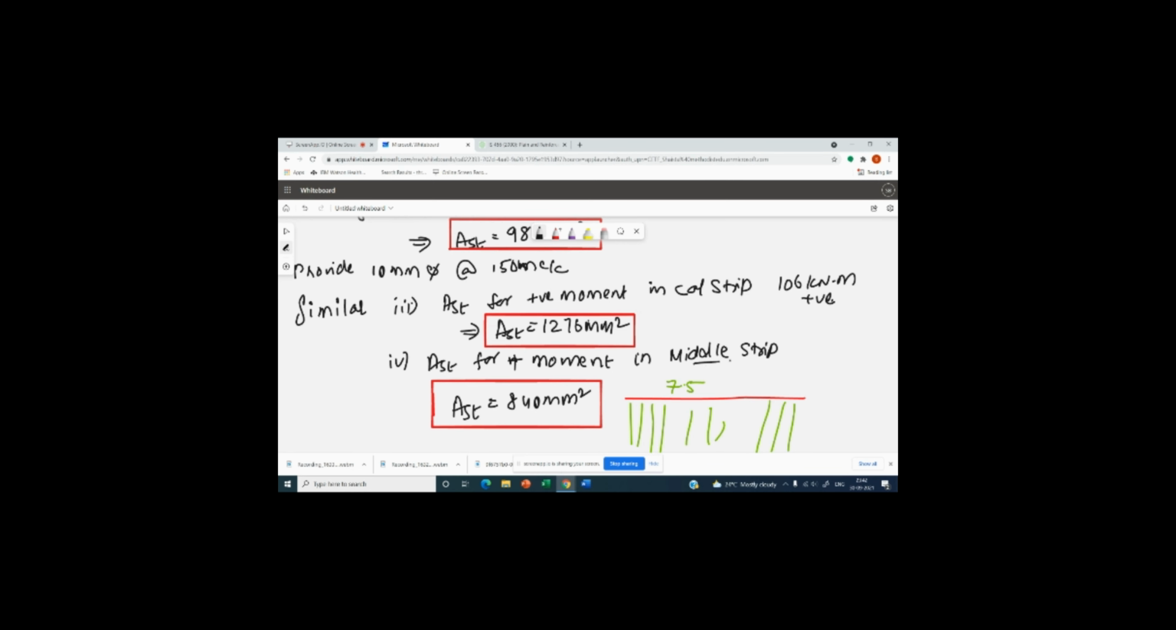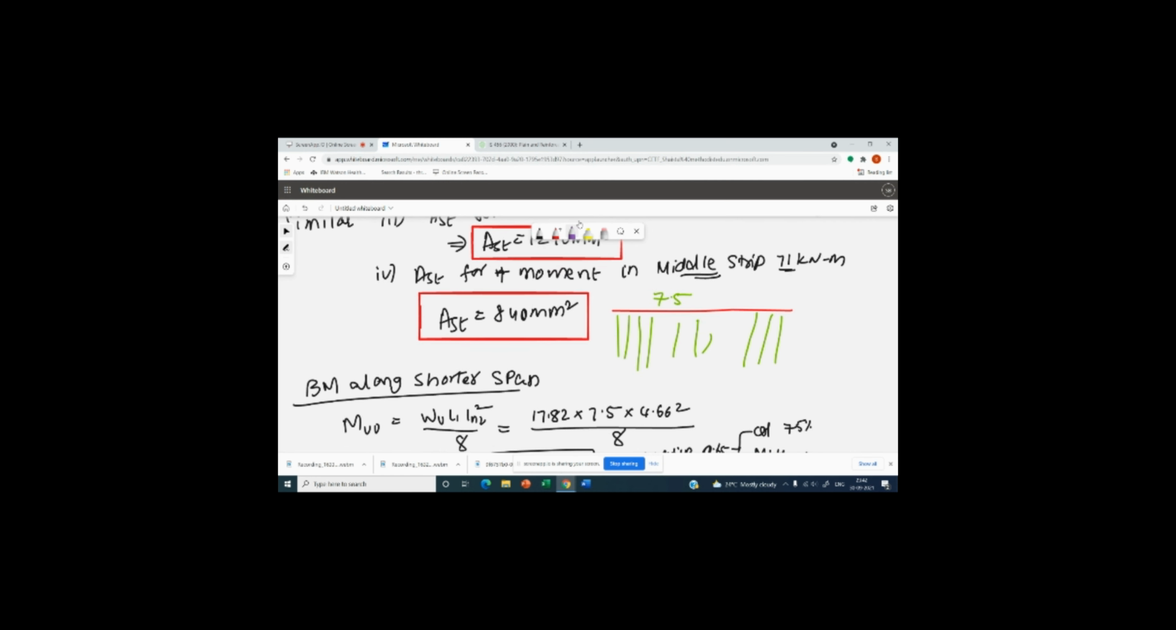Same way, for the middle strip, the area of steel required to resist the positive bending moment of 71 kilonewton meter, to resist this bending moment, we need an area of steel as 840 mm square. So this is how we get the steel in the column strip as well as in the middle strip, both for positive and negative bending moment.